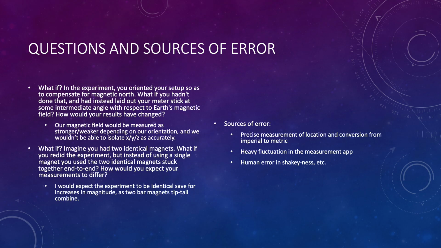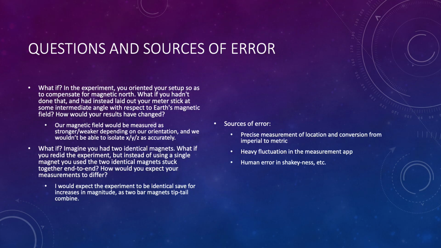Moving on, we have some questions and sources of error. So what if, in the experiment, you oriented your setup so as to compensate for the magnetic north? What if we hadn't done that, but instead laid the meter stick at some intermediate angle? How would the results have changed? So the measured magnetic fields at all of the locations would have been a bit different, either stronger or weaker, depending on our orientation and how aligned we were with the original magnetic field. And that's going to follow with our rules about the cross product.